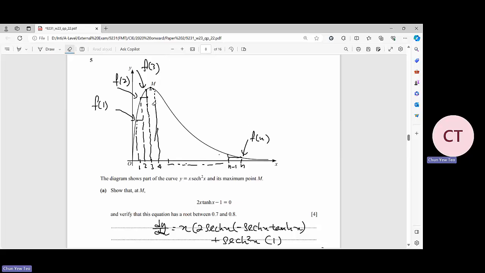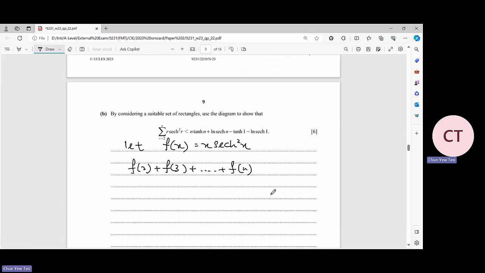However, you can see that the question starts from F2 and ends at Fn. So that means F1 they don't want. So what you need to do is just write the area starting from here. And you can see that the width over here is all 1 unit. So you can just start from the area of rectangles, which is F2 times 1, plus F3 times 1, plus until Fn times 1.